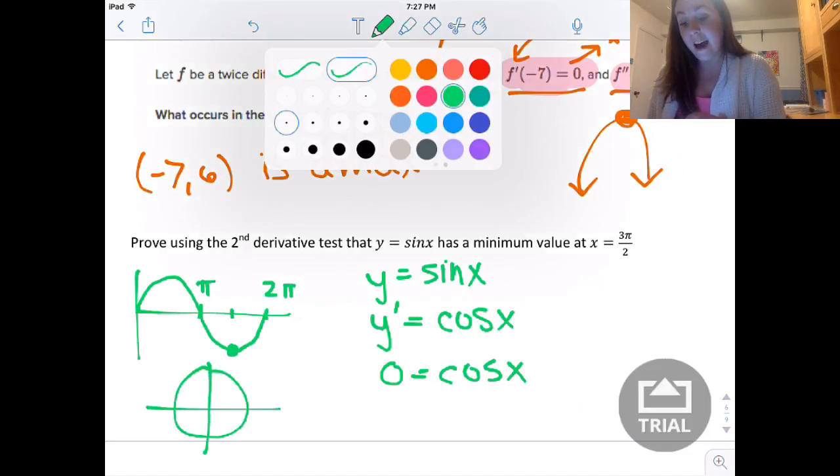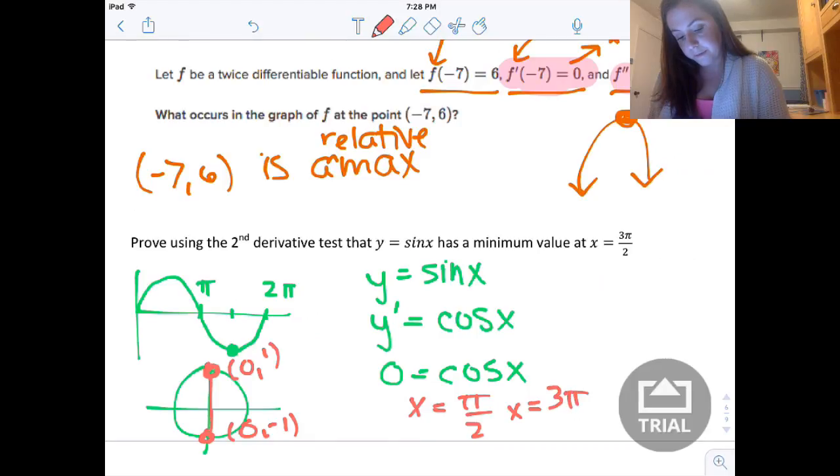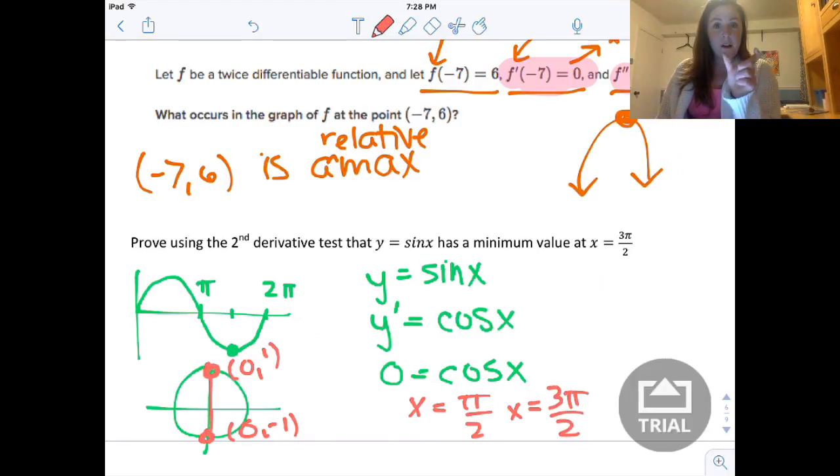Right? Cosine is your x value. So cosine equals 0 anywhere x is 0, which would be at 0, 1, and 0, negative 1, which is at pi over 2 and 3 pi over 2. So x equals pi over 2 and x equals 3 pi over 2. In the general domain of one sine curve, 0 to 2 pi, then we have two critical values. They're only asking me about 3 pi over 2.